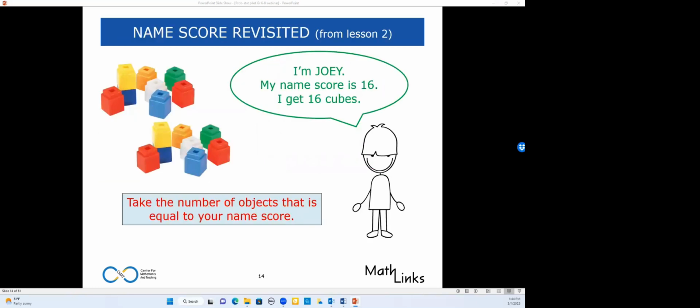To continue, probably on the 2nd or 3rd day of instruction, we get back up and everyone takes some small objects, a number of objects that's equal to their name score. All you need is something plentiful, like pennies or paper clips. It really doesn't matter. We're going to do our example with these small cubes.